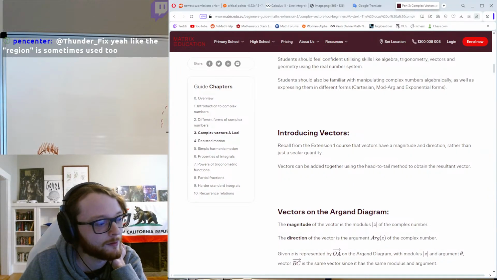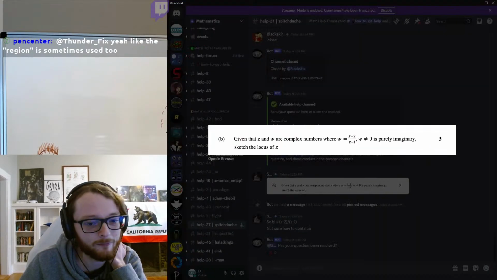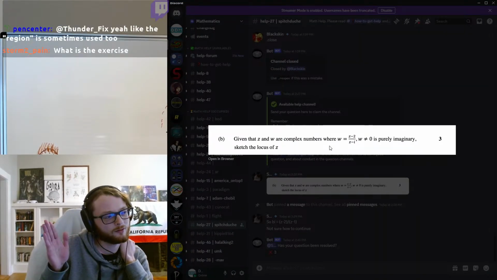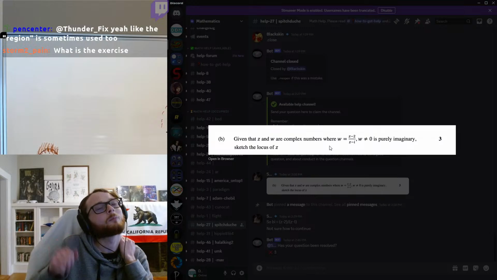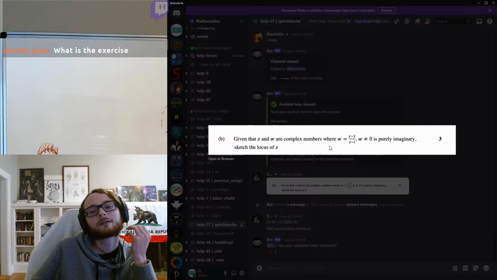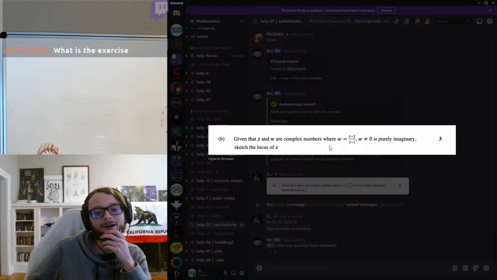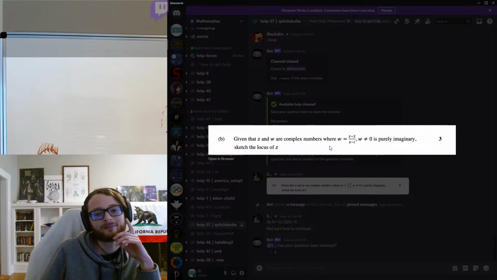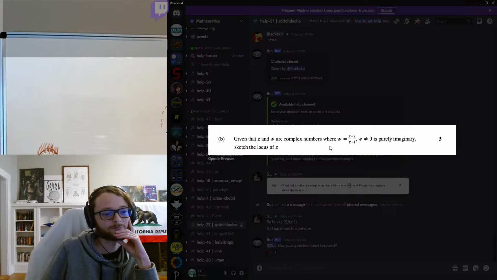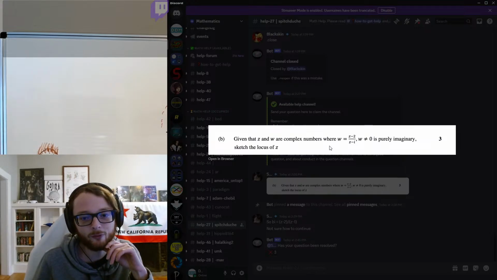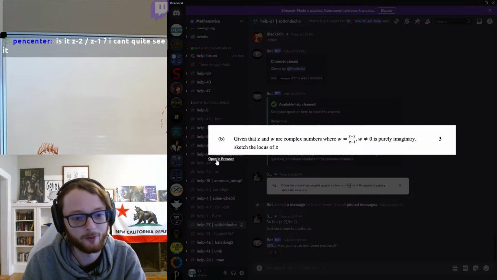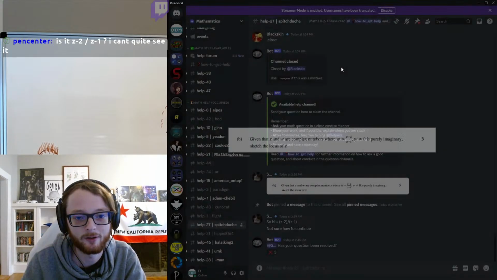So this is... If... I guess for each solution... I mean, sketching it... Any value of z that gives you a purely imaginary result. z minus 2 over z minus i. Yeah, probably is a little bit small. Let me make it bigger.